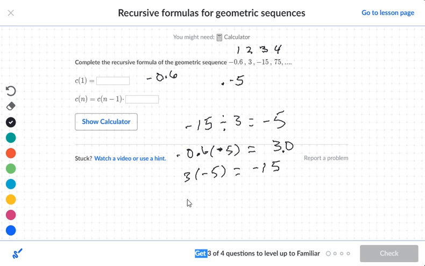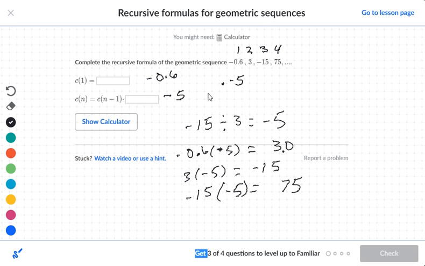Now we can take the negative 15 times negative 5. So 5 times 5 would be 25, carry the 2, would actually be 75. But you see the two negatives here, that becomes a positive. So our rule is that we're multiplying by negative 5. So we're multiplying by a negative 5.